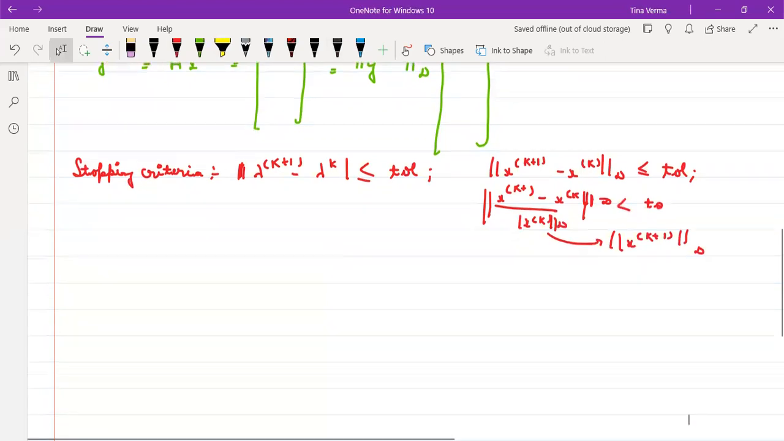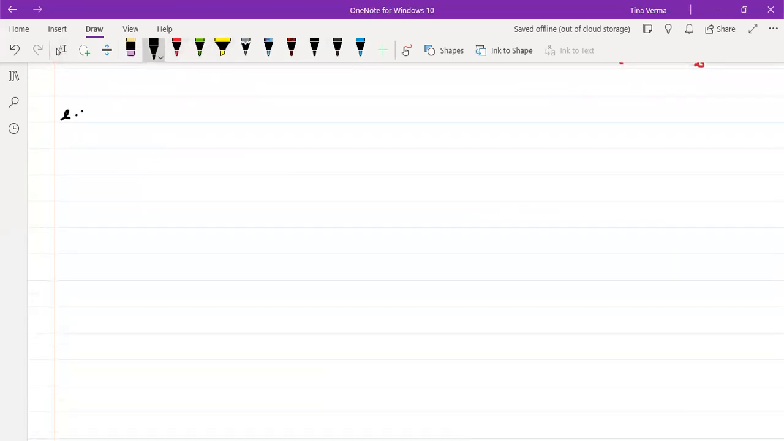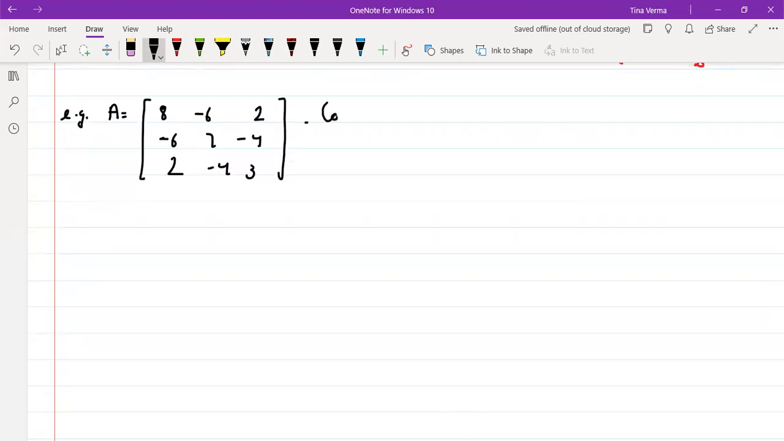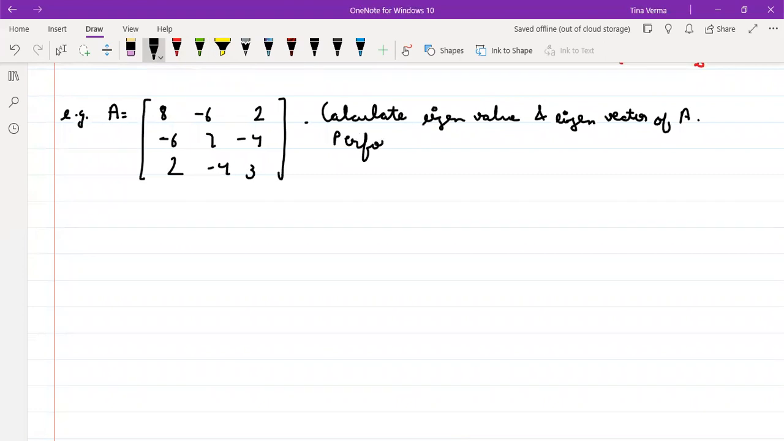So we will discuss an example from it. It will be clear. The matrix A is given to you: [8, -6, 2; -6, 7, -4; 2, -4, 3]. You have to calculate the eigenvalue and eigenvector of A, and the stopping criteria is that you have to perform only 5 iterations.